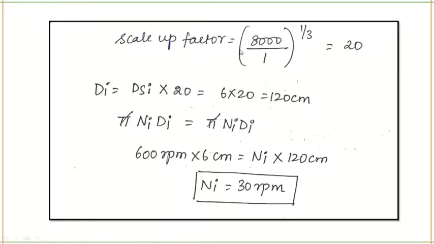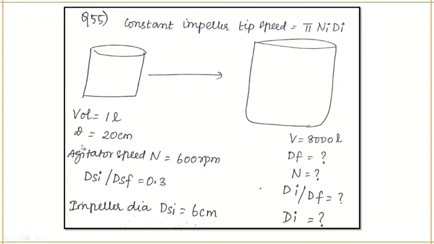So the scale up factor first you have to find out. Scale up factor is what? Final volume by initial volume, the whole power 1 by 3. So final volume is 8000 divided by initial volume 1, the whole power 1 by 3. You will get 20. 20 is the scale up factor. So you have to multiply the values by 20 to get the values for the larger fermenter.